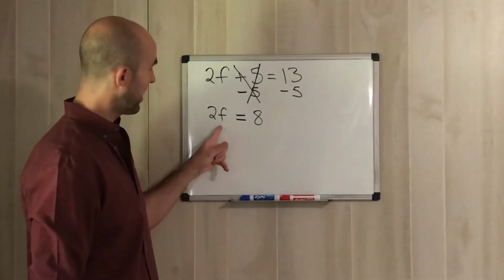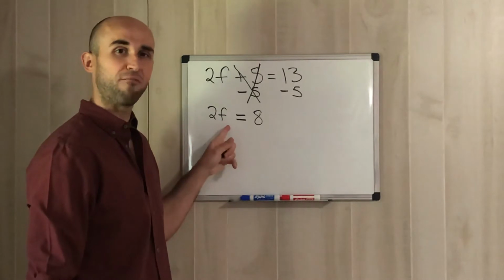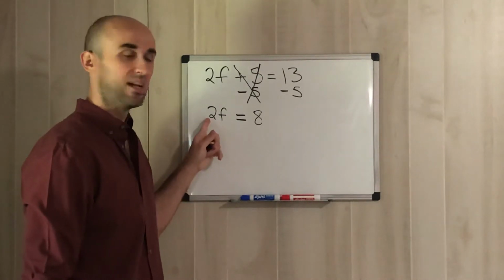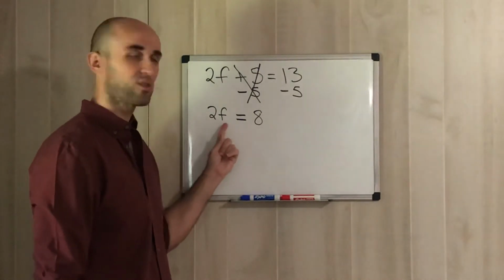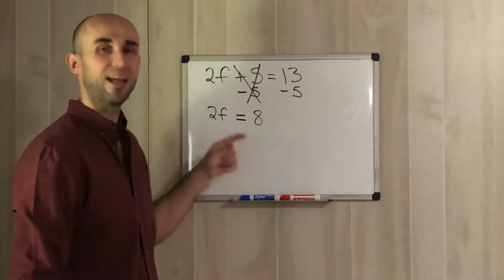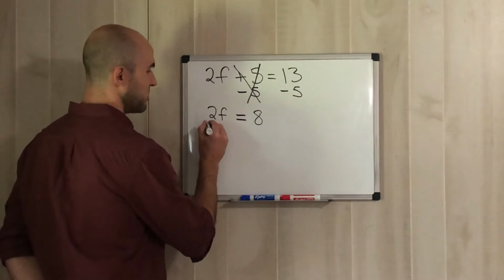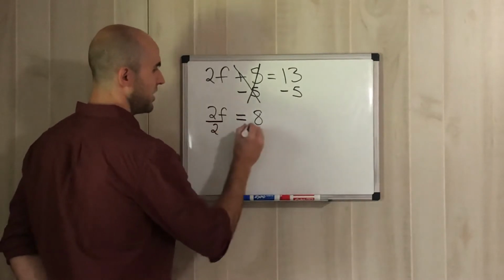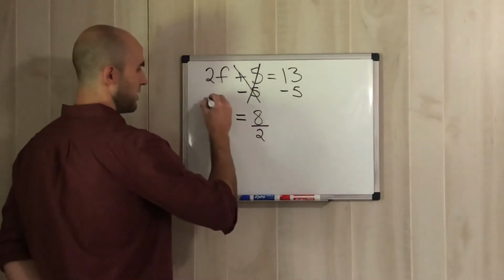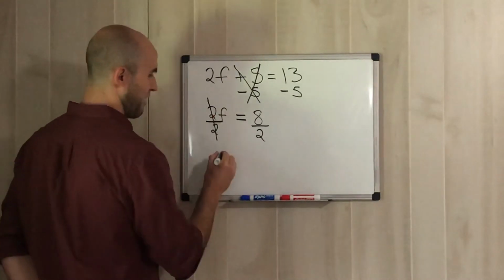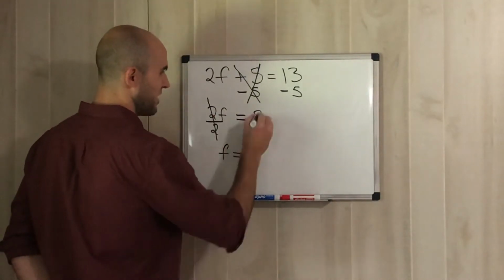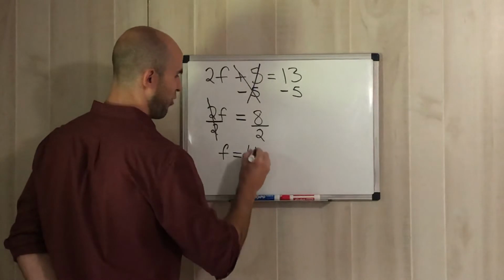And now we're left with what we just finished doing, basically, which is we have 2f = 8. We want to get f by itself, so in order to get f by itself, we've got to get rid of that 2. And think, whenever you have a number next to a variable with nothing in between, that's multiplication, always. And opposite of multiplication is division. So we're going to divide this side by 2. We're going to divide this side by 2. That cancels out, right? So we're left with just f = 8 divided by 2 is 4.